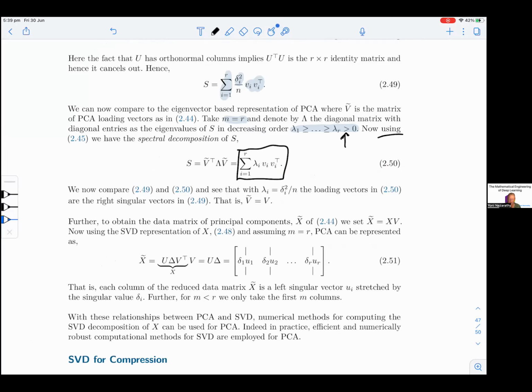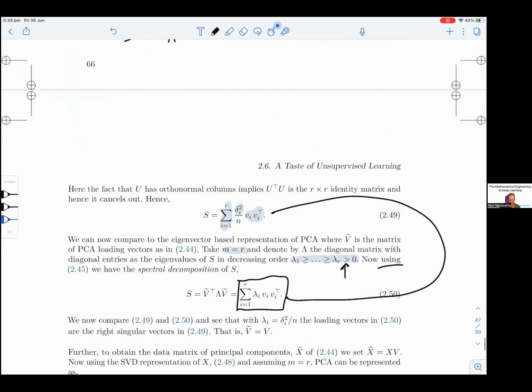So now compare 2.49 and 2.50. Compare these two and see that with lambda i being the singular value squared divided by n, the loading vectors in 2.50 are the right singular vectors in 2.49. That is, V tilde is V. Further, to obtain the data matrix of principal components, X tilde of 2.44, we set X tilde equals XV. Now, using the SVD representation of X, 2.48, which was the SVD representation of X.